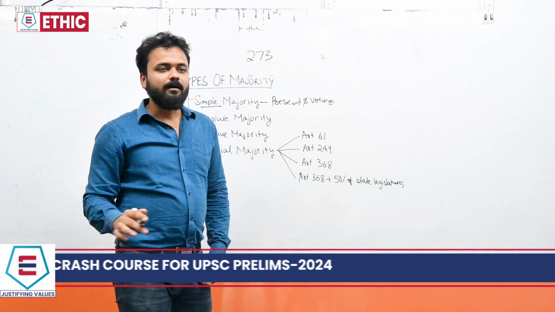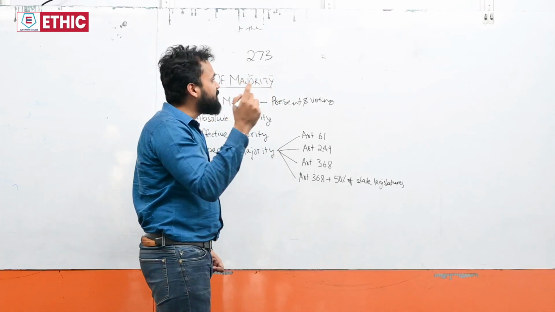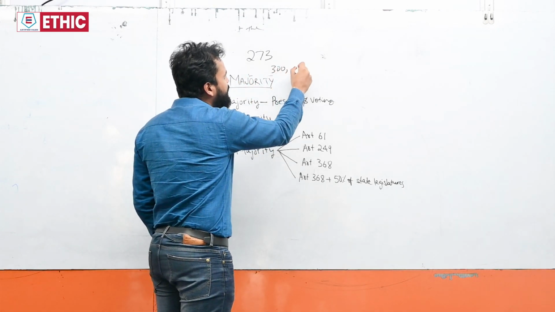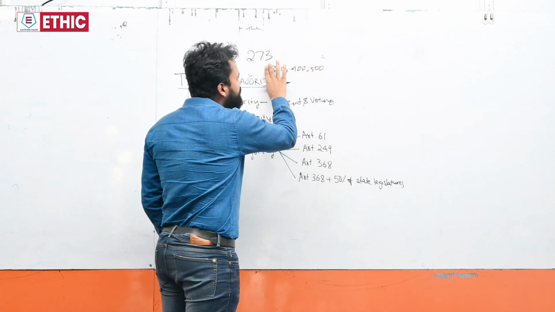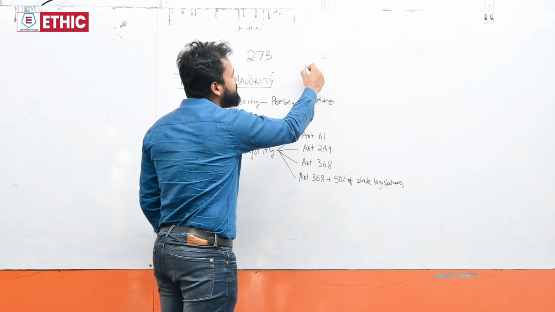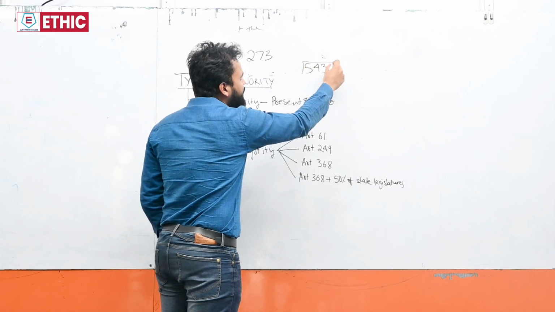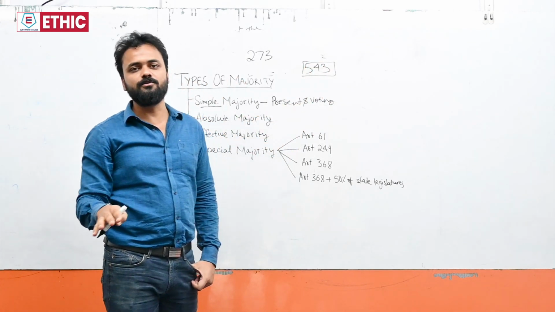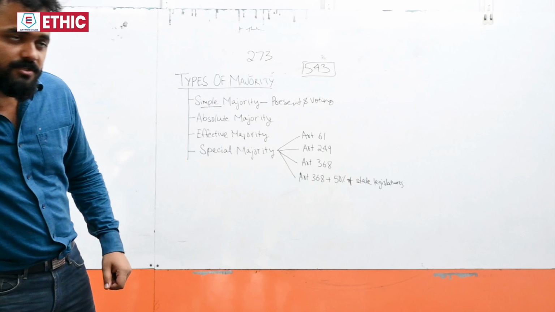Right? Regardless whether the members present and voting are 300, 400, 500, it absolutely does not matter. What matters is this number 543. That is the total membership of the house. So this is all about absolute majority.